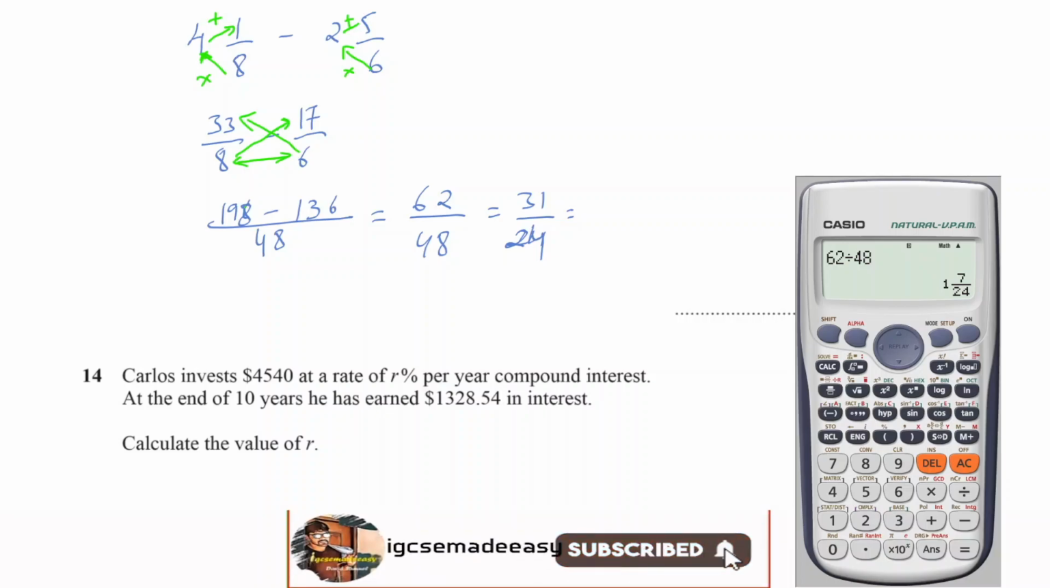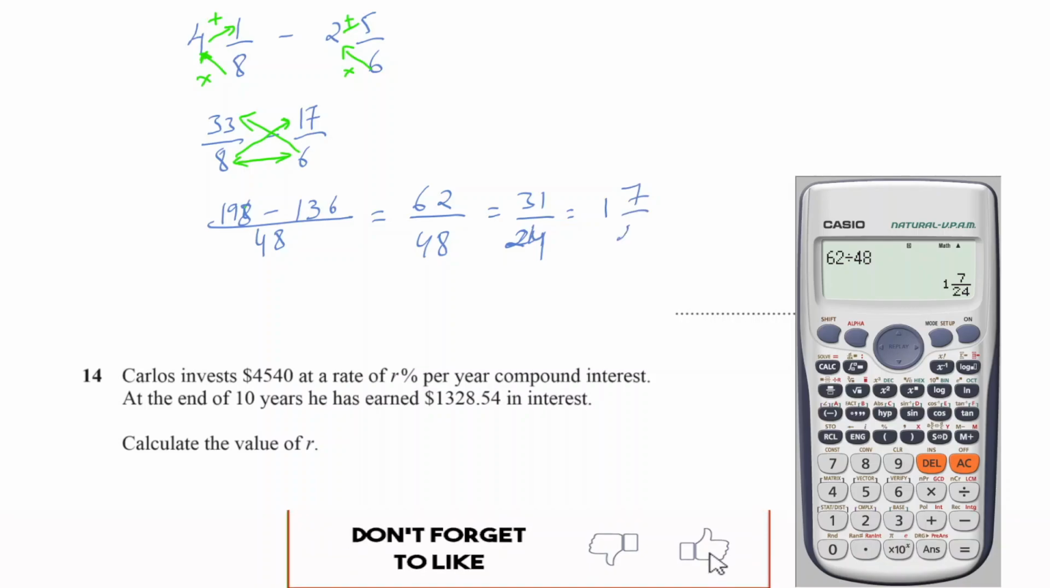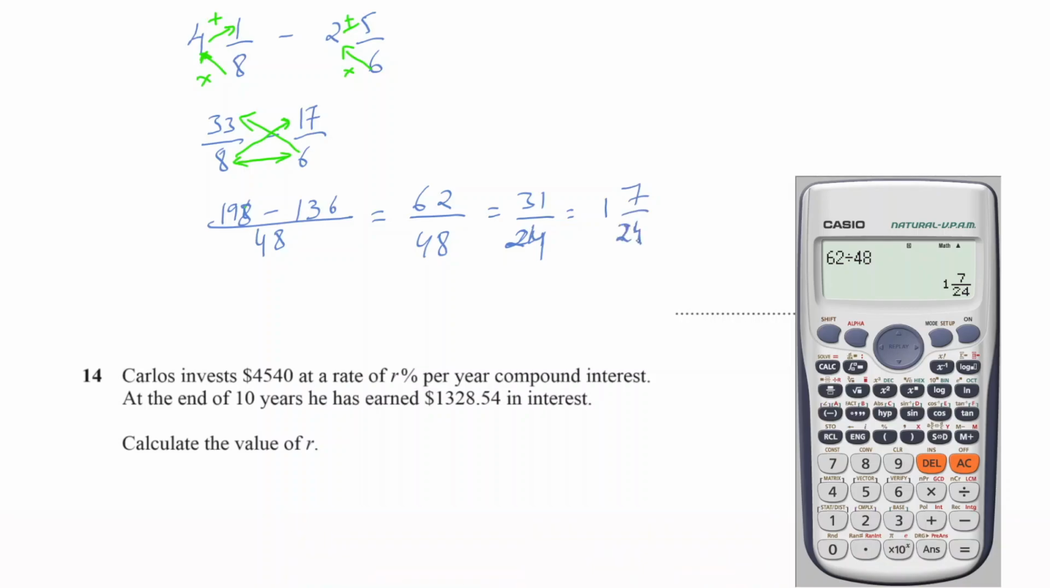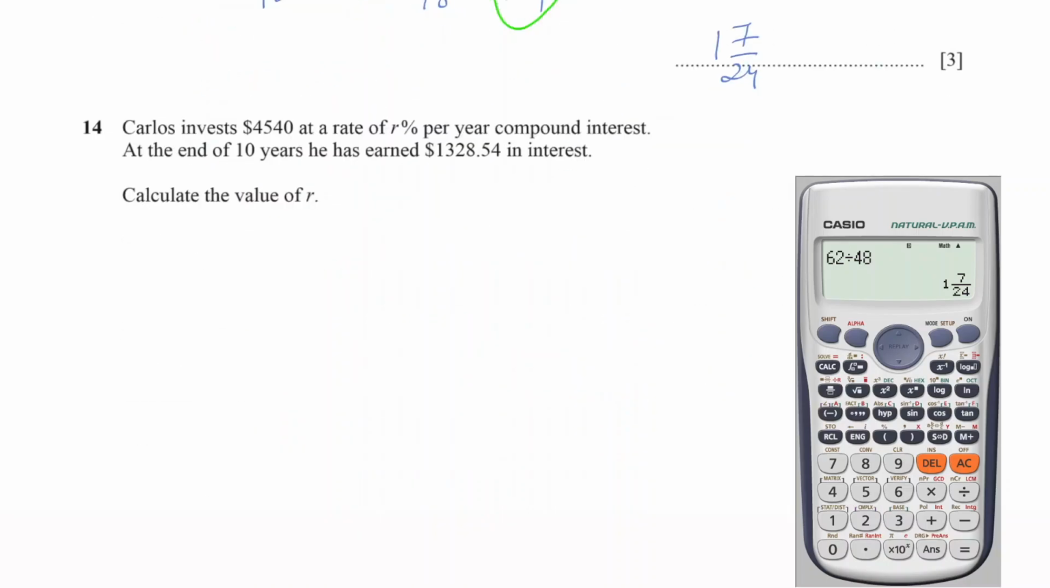So 1 7 by 24, this should be the final answer. The reason I did not end earlier is because the numerator was greater than the denominator. If it is not, then you can leave it there itself. Now the answer is 1 7 by 24. Hope you understand this question. So let's move on.